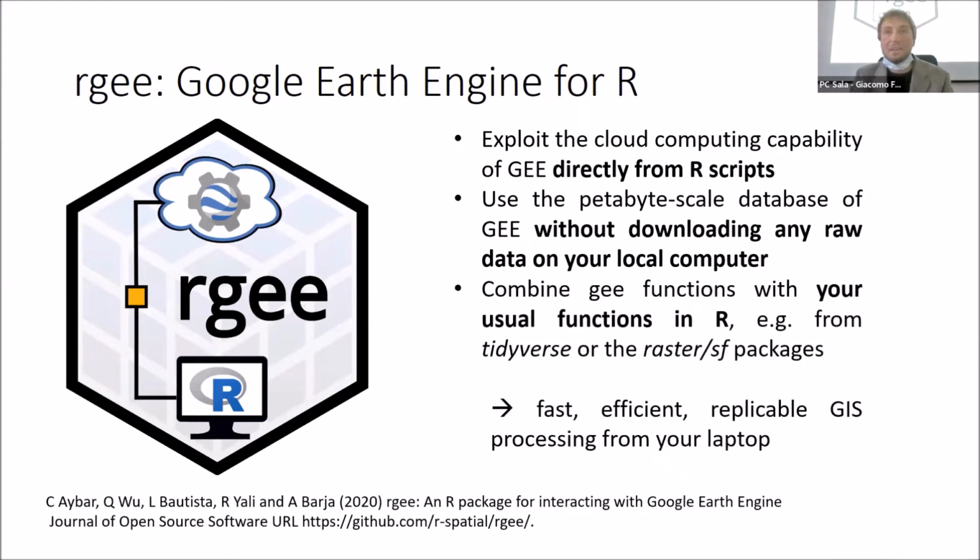And finally, if you're familiar already with R, you can combine functions that are the typical functions to work with spatial data in R, which are the raster package or the sf package. You can make them fully integrated in your coding pipeline. So it's really useful because it's fast, it's efficient, it's replicable and everything. So the objective of this tutorial is to show a bit how to use this R package for different applications.